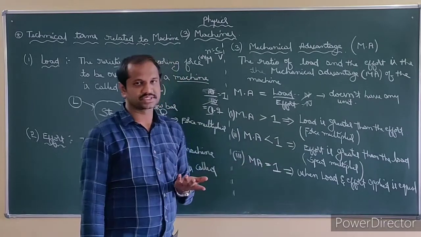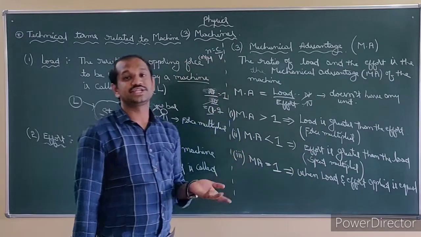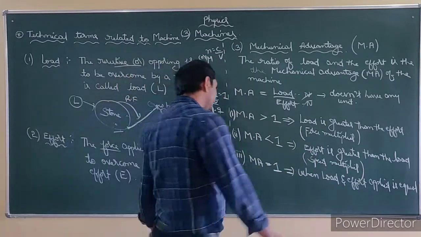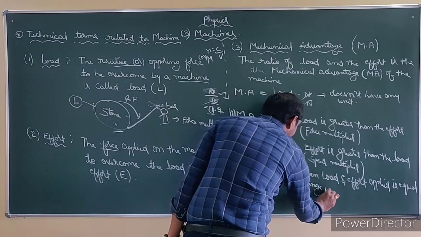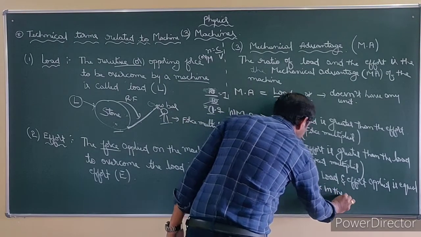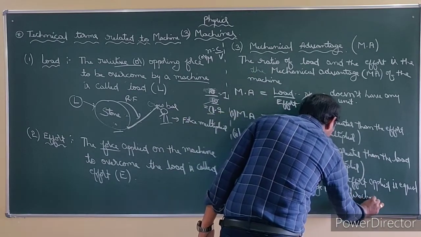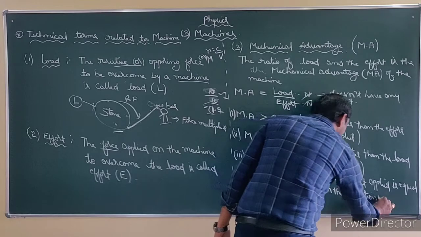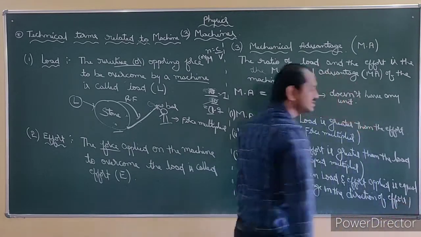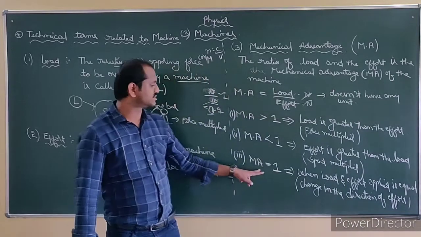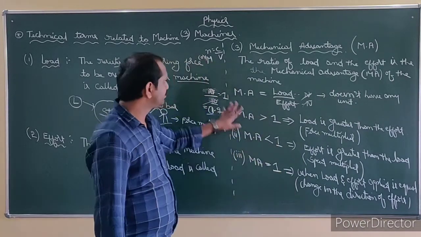Then how can it be used? It cannot be used as a force multiplier, nor as a speed multiplier. It is used to change the direction of effort. Change in the direction. Okay, this is a change in the direction of effort. This is when we use mechanical advantage equal to 1. So now we came to know this.